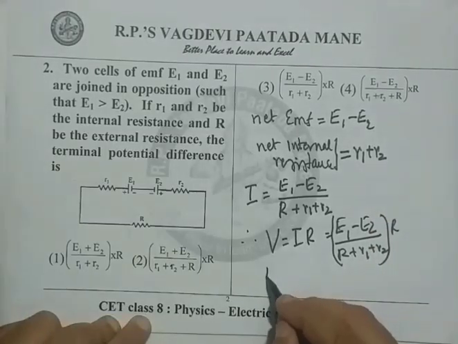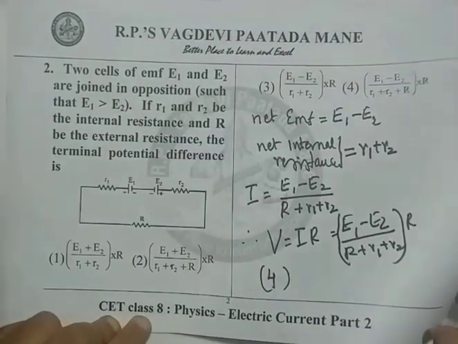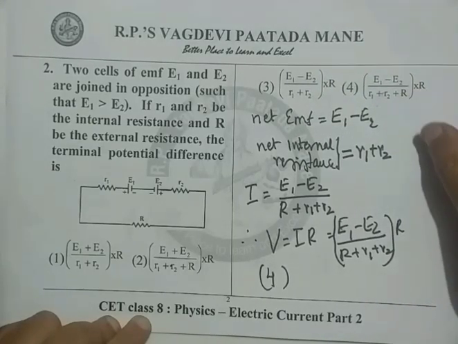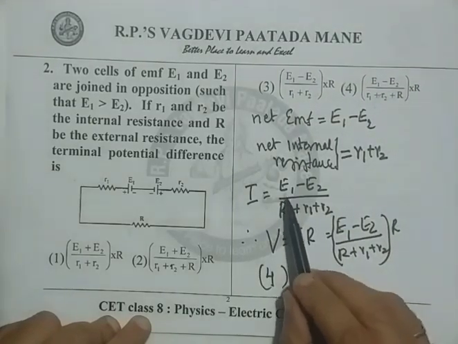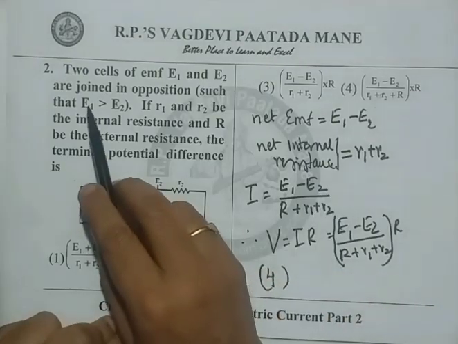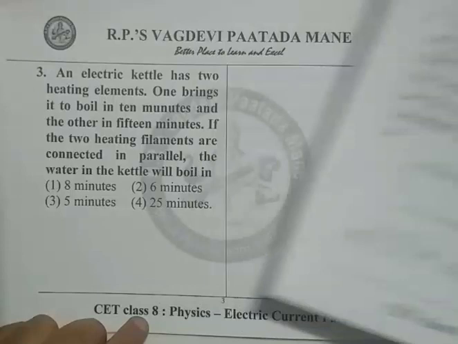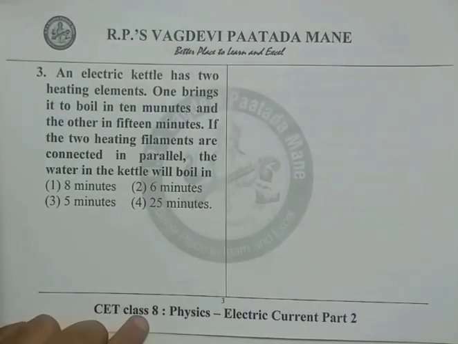Therefore, option 4 is correct. As we can see, E1 minus E2, R1 plus R2 plus R. Why have we taken E1 minus E2? Because E1 is given to be greater than E2. Then, going on to the next question here.